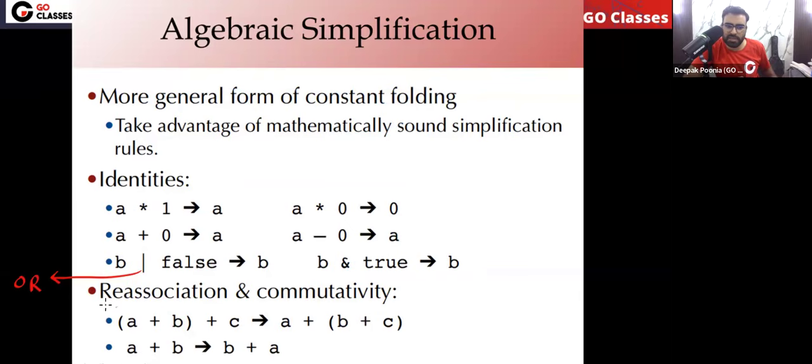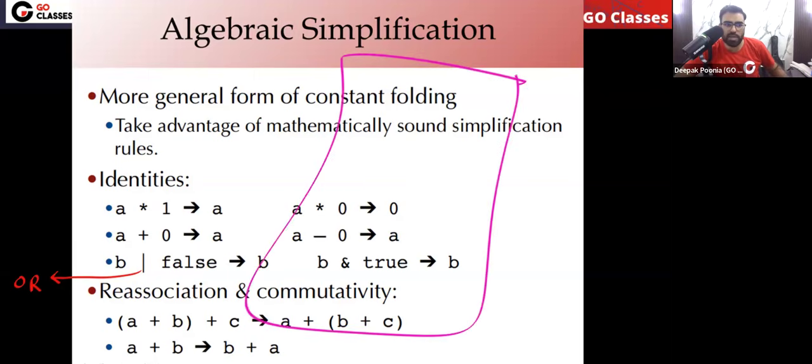For example, we can take advantage of associativity and commutativity. For example, if you have a plus b then plus c, the compiler can, if it is beneficial, write it as a plus b plus c. The compiler has to decide. Similarly, this a plus b you can replace with b plus a if it is beneficial. The compiler has to decide this.